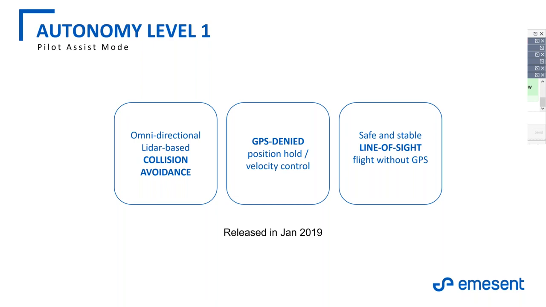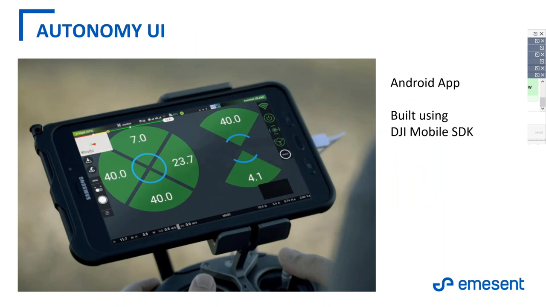The system itself has been in field operation with our customers for over 2.5 years. And here we see the UI. So we've been using autonomy level 1. This is the interface. It's an Android app using the DJI SDK. It's got all the standard DJI controls included and presents our information as well in addition to that.